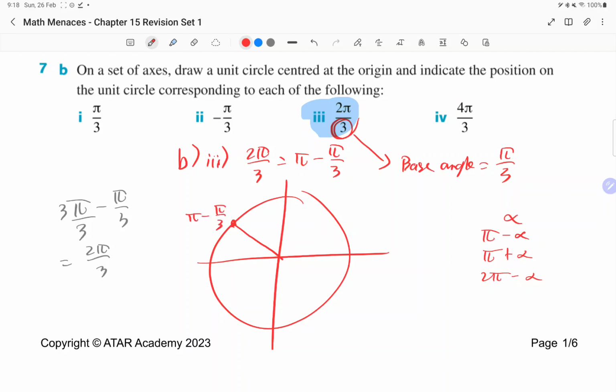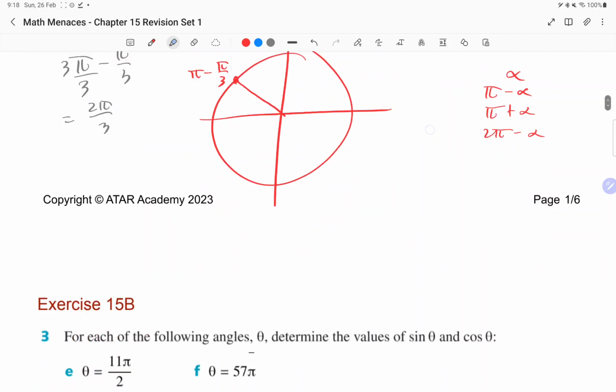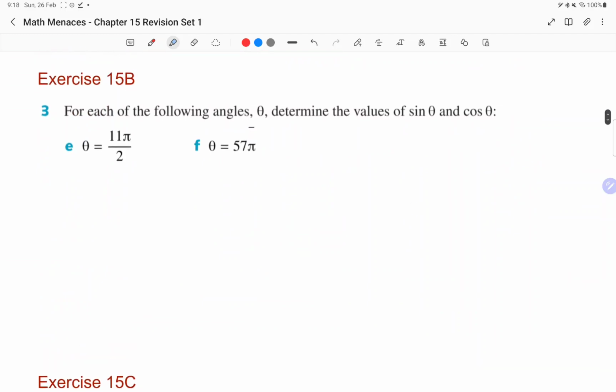That's it. But note that you're supposed to be drawing all of these on the same set of axes. You don't draw 4 unit circles, just the one, and then you label the points on the location of the unit circle on the right quadrant. Okay? Next, question 15b, question 3.